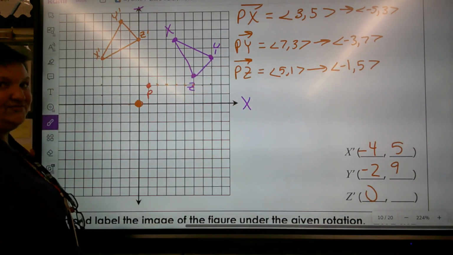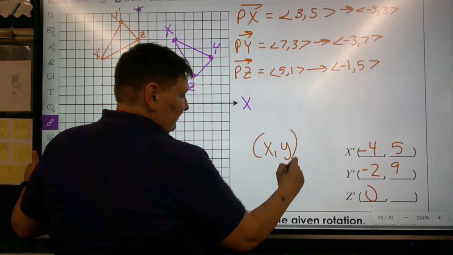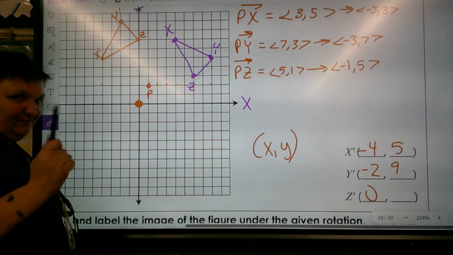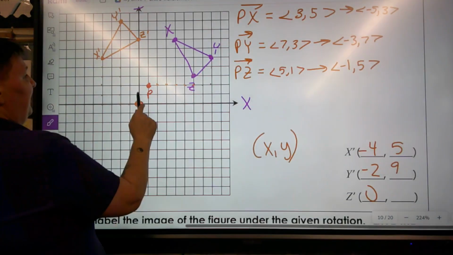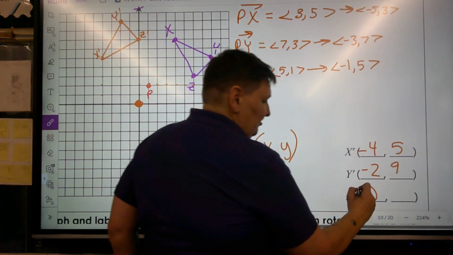X is always first, right? It's always x comma y. X always comes first. Your left and right always come first. And then I had to go 1, 2, 3, 4, 5, 6, 7 up. So 0, 7.